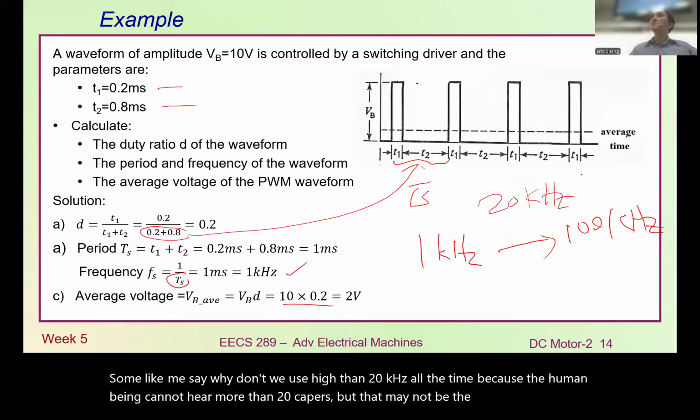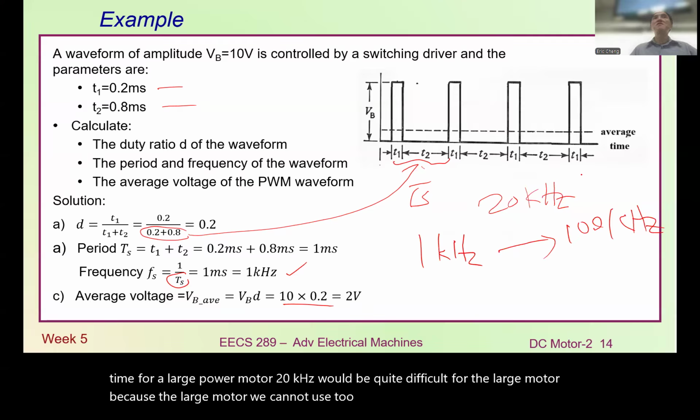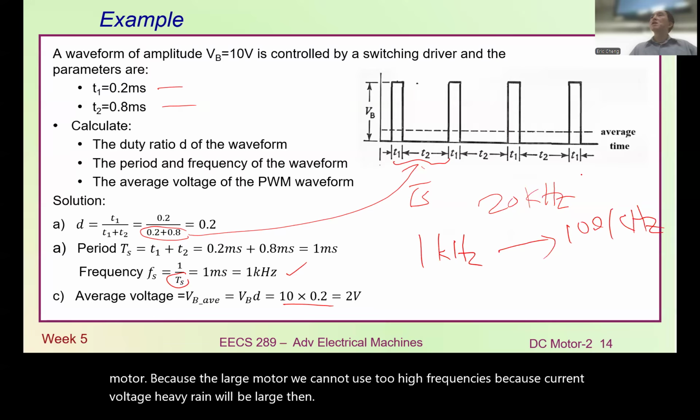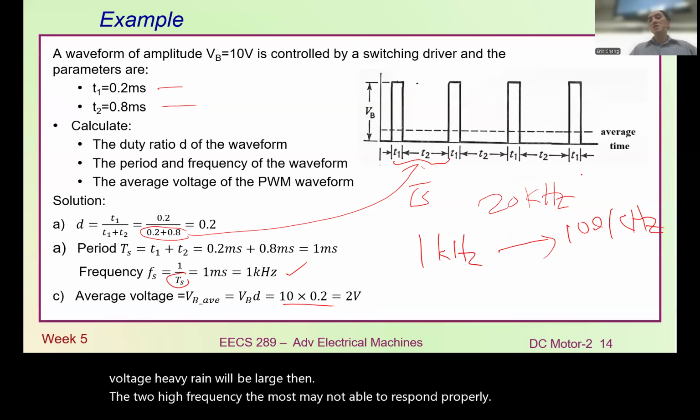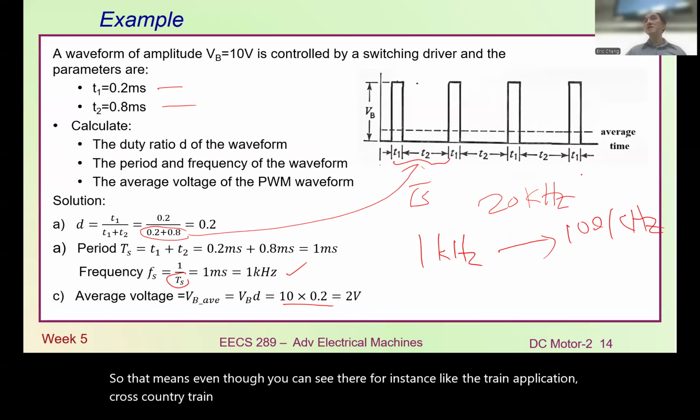Because sometimes for a large power motor, 20 kilohertz will be quite difficult. For a large motor, we cannot use too high frequencies because the current, voltage and weight will be large. Then with too high a frequency, the motor may not be able to respond properly. So even for instance in the train application, cross-country train, railway system, the frequency is not really high. It's 10 kilohertz, maybe something even lower. Because for instance, they're using GTO.